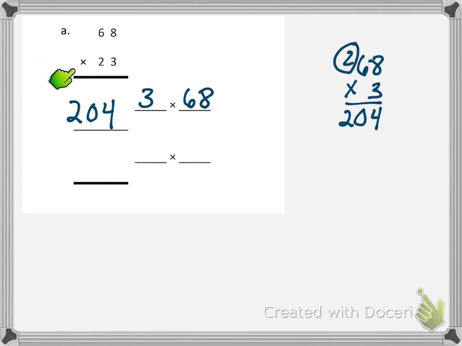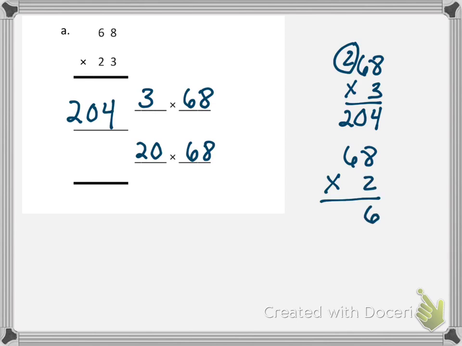Now we need to do 2 tens, 20 times 68. So this becomes 20 times 68. And then we're also going to have to do this on the side. We're going to do 68 times the 2, because we can add in the 0 later. 8 times 2 is 16, carry the 1. 2 times 6 is 12, plus 1 is 13. But be careful, because we have to include the 0. So this becomes, and make sure we're lining up our places, 1,360.